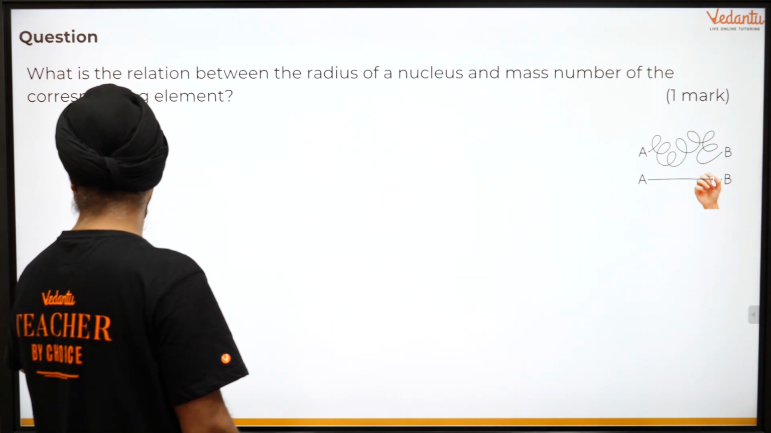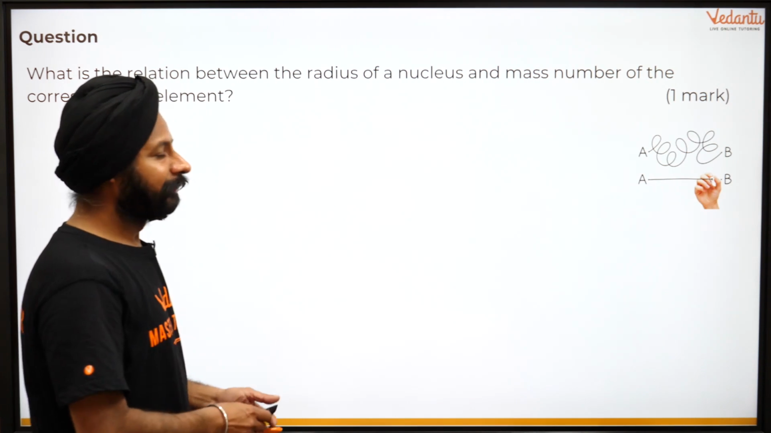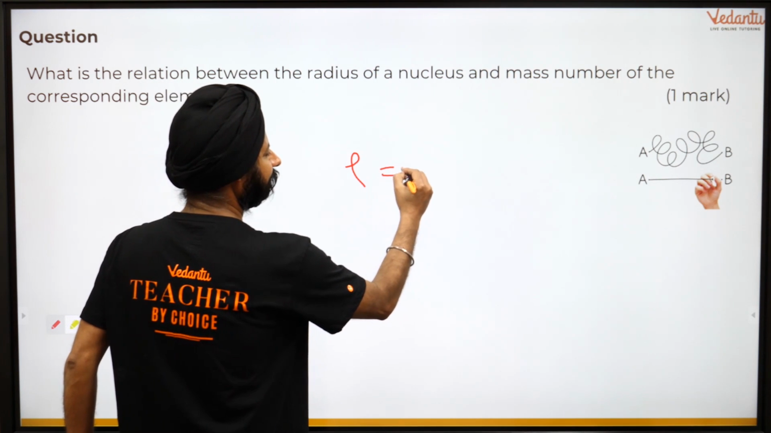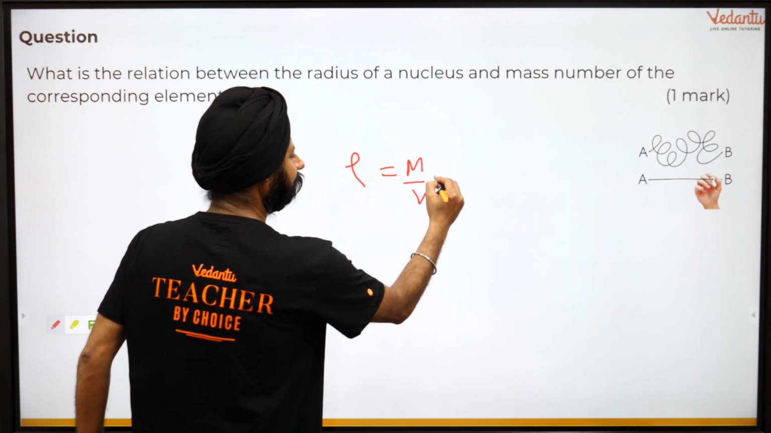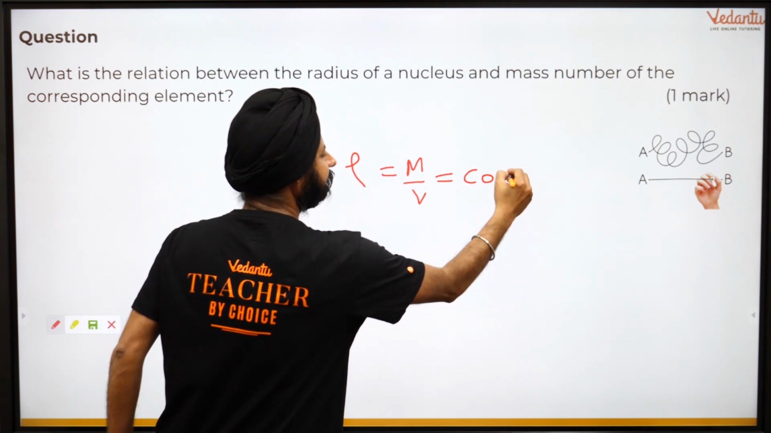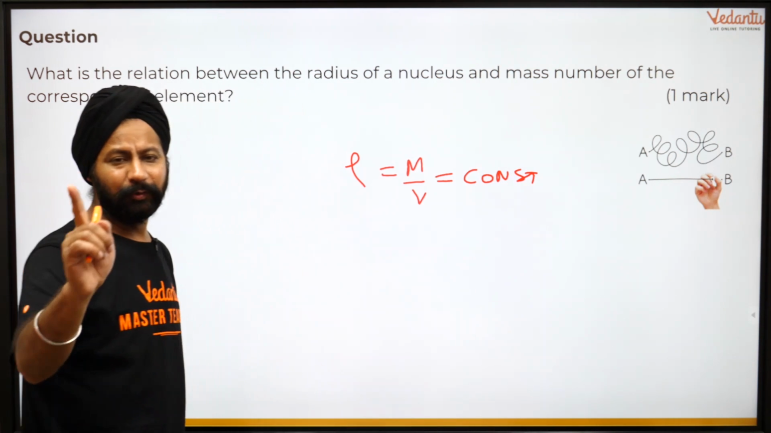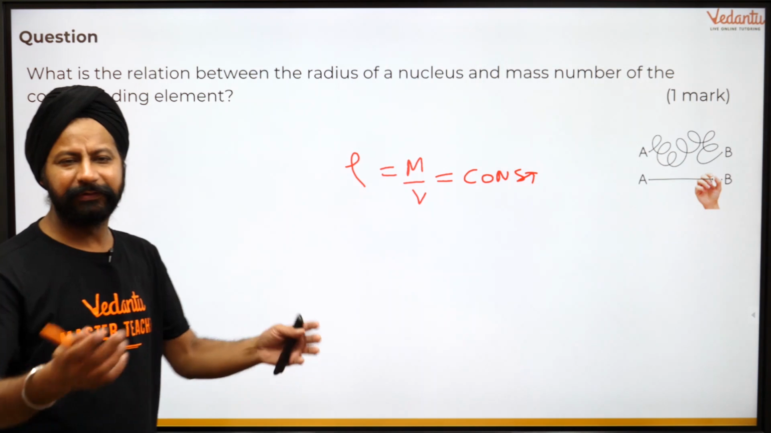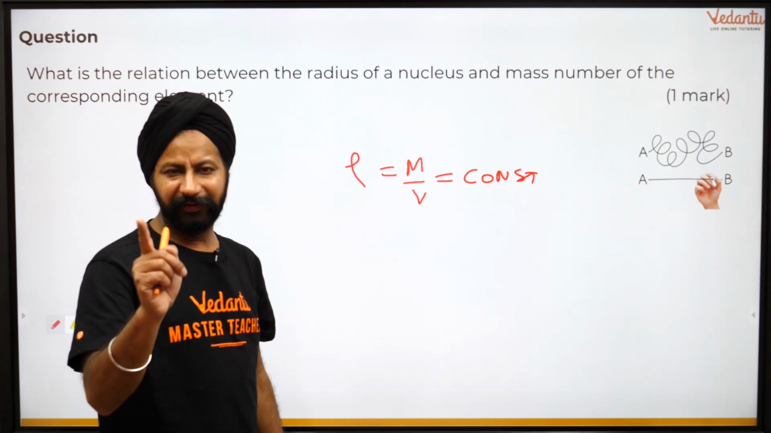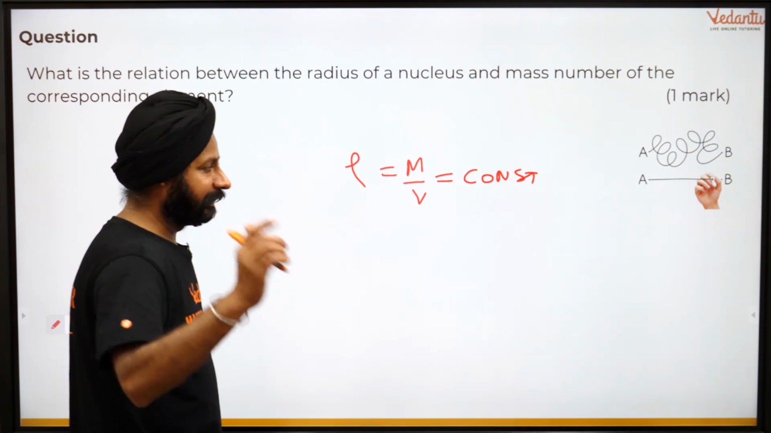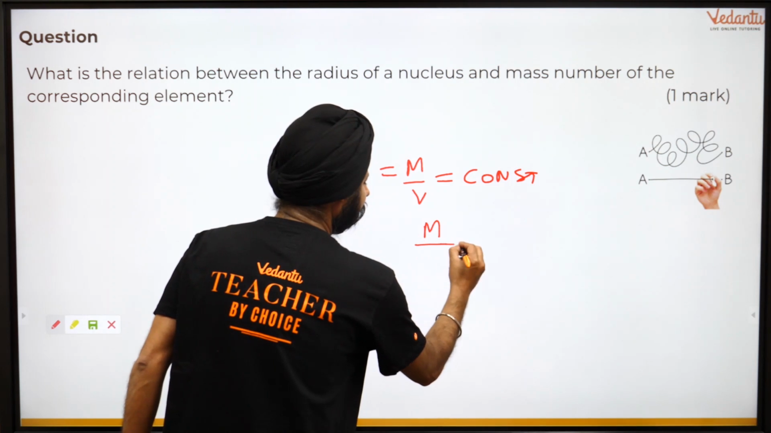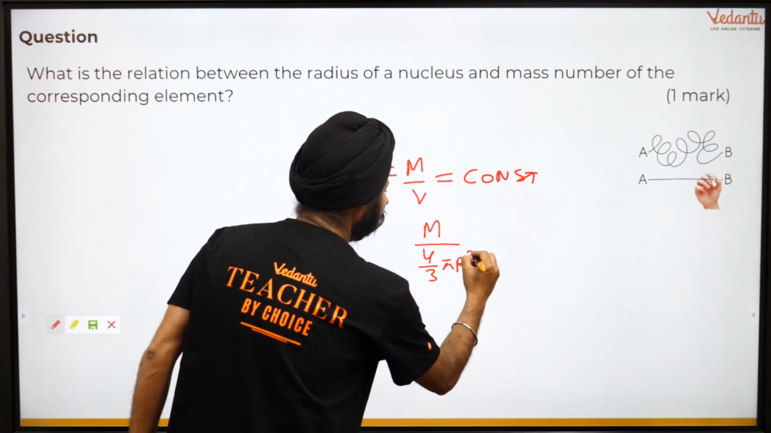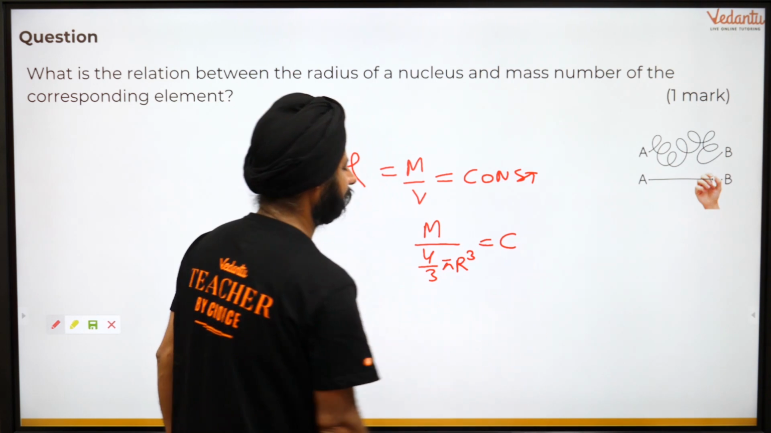That will answer this question, but the reason I'm doing that is because many other questions will use this concept. Density is mass per unit volume. This is a big constant. Please do remember that the density of the nucleus is constant. So we are talking about mass per unit volume. What is volume? We are visualizing it as a sphere, 4 by 3 pi r cubed. So mass divided by 4 by 3 pi r cubed is a constant.